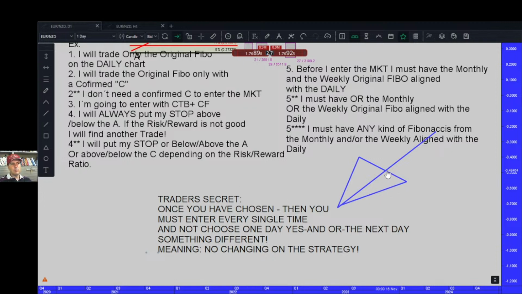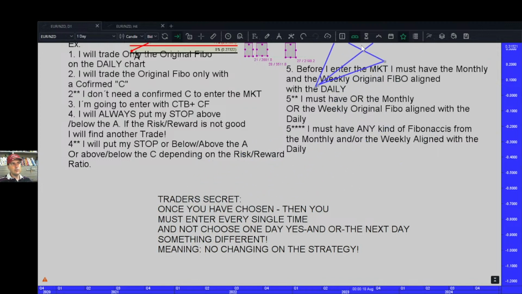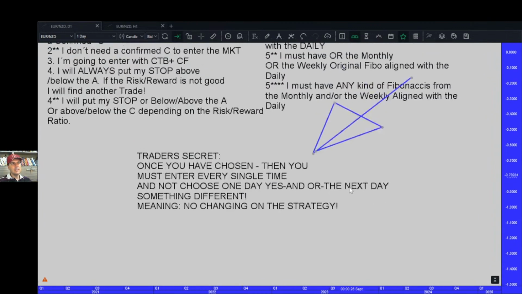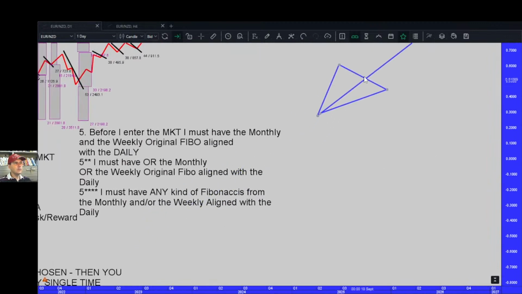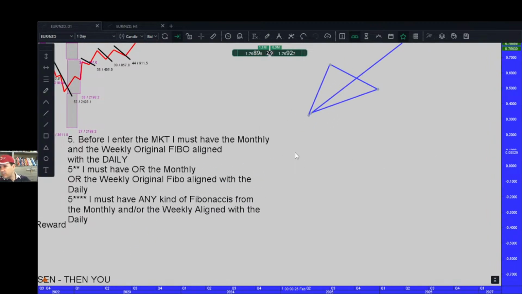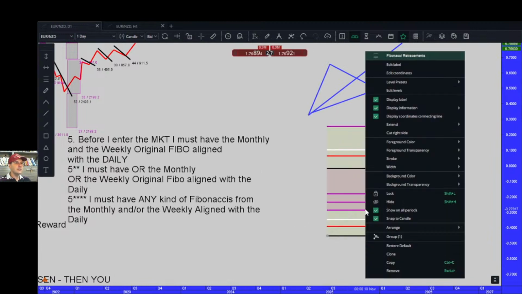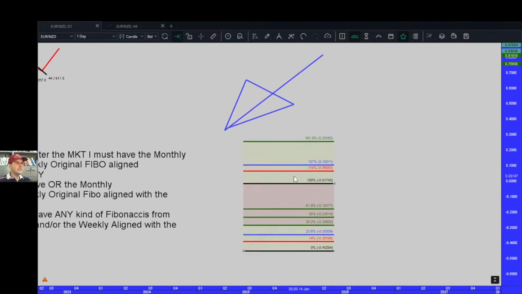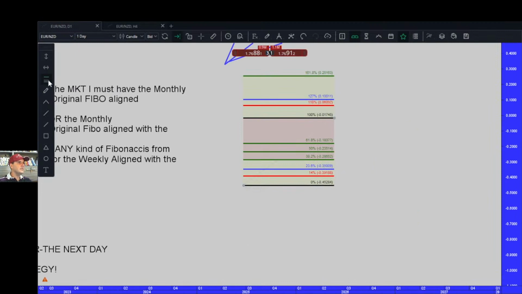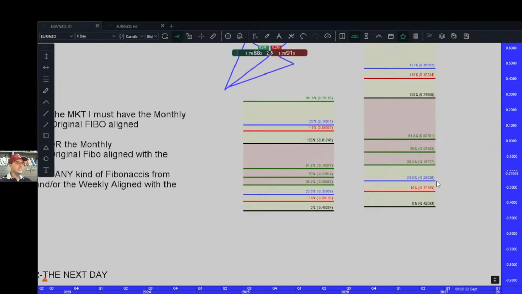Give me a second. I'm going to explain to you. So everybody, once you have chosen 5.1, 5.2, 5.3, no more changing. What does this mean? You know. So let's address who said 5.1. Clara. Clara says, before I enter the market, I must have the daily and the weekly.